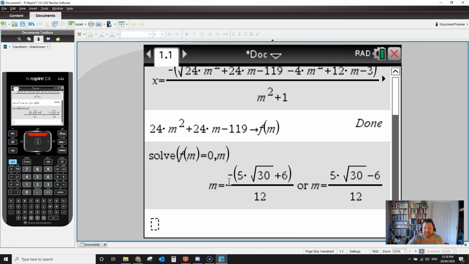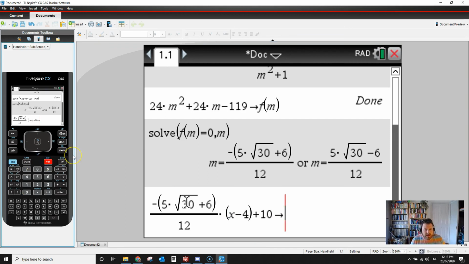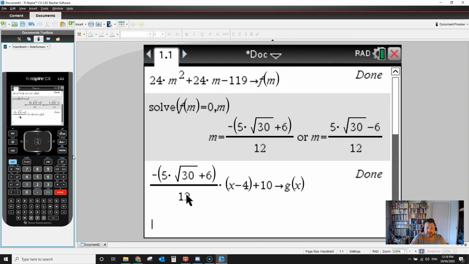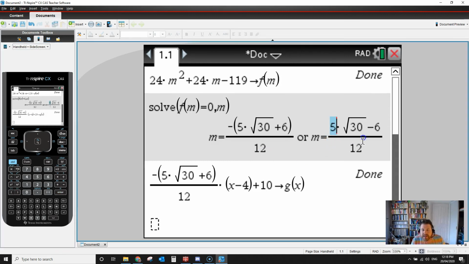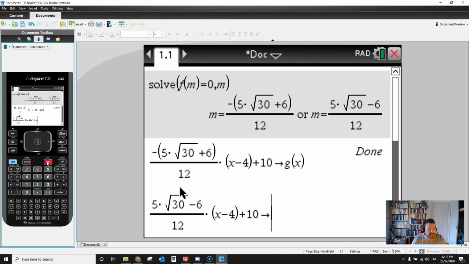We have to take each of these. Remember, these are our gradients for our line. So we're going to take each of these and make a line out of each of them. So I'm going to grab that one there, and I'm going to write times, remember m was times x minus 4 plus 10. That was our equation of our line. I'm going to save that one as g of x. And I'm going to take this other one, use that one as a gradient, and save that one as h of x.